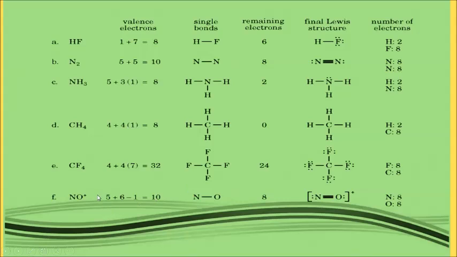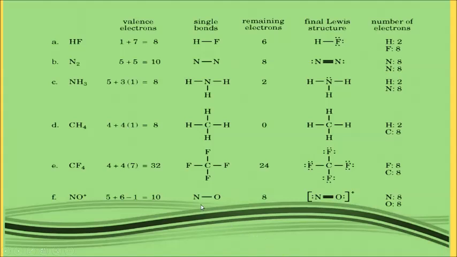The last one you can see is the NO plus ion. So how many electrons will be there? 1 nitrogen, 5 valence. 1 oxygen, 6 electrons. But because of the plus charge, we have to understand that 1 electron has gone. That means a total of 11 electrons were there. Out of that, 1 electron is lost, so it becomes 10 electrons.